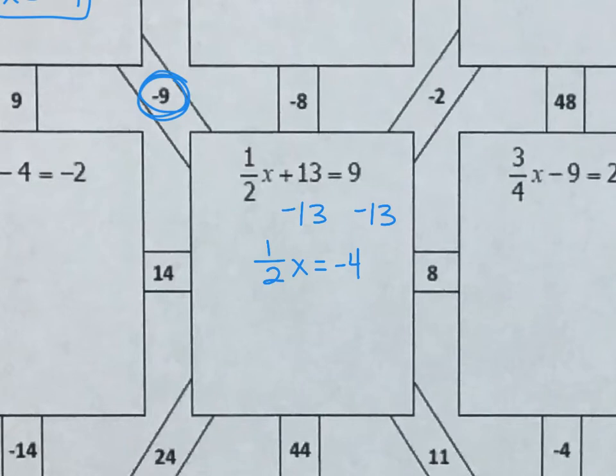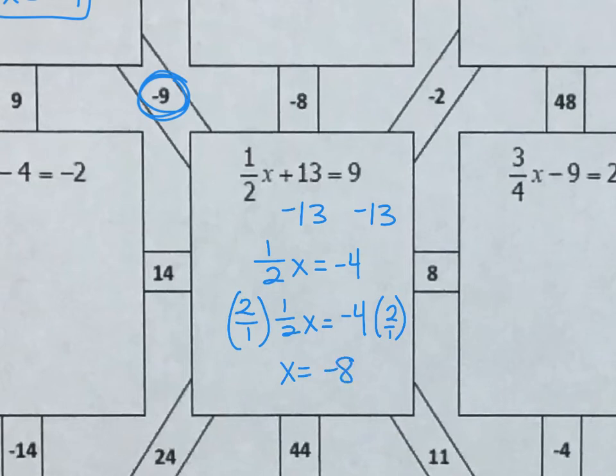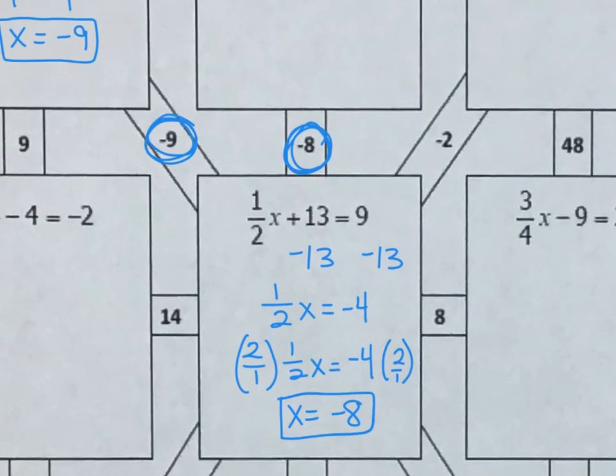We can use that shortcut tip with the reciprocal. When I have 1/2 times a variable, I can multiply by the reciprocal, which is 2/1, times 1/2 x equals, remember, whatever we do to one side, we do to the other side. So my 2/1 and my 1/2 cancel out. I'm left with x equals negative 4 times 2 is negative 8. So in this case, my answer is negative 8. I look at my options. Here's negative 8.